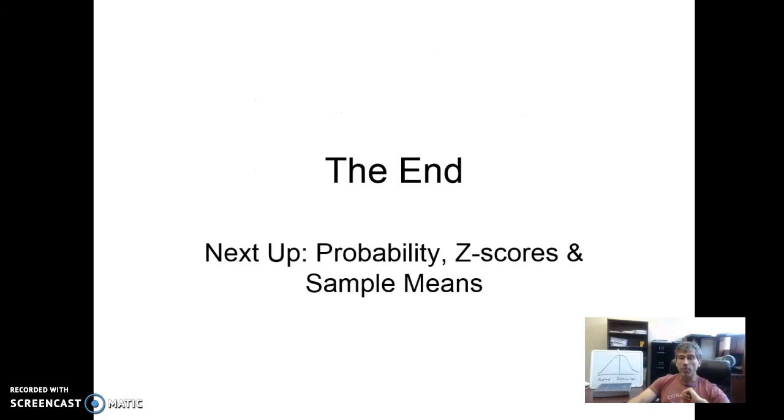And that wraps things up for now. Next time, a really important one, we're going to connect this stuff with our previous material on the normal curve, on z-scores, and we're going to talk about how sample means fit into the mix as well. I'll see you there.